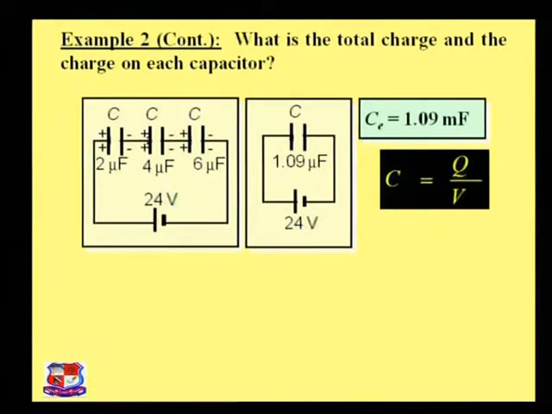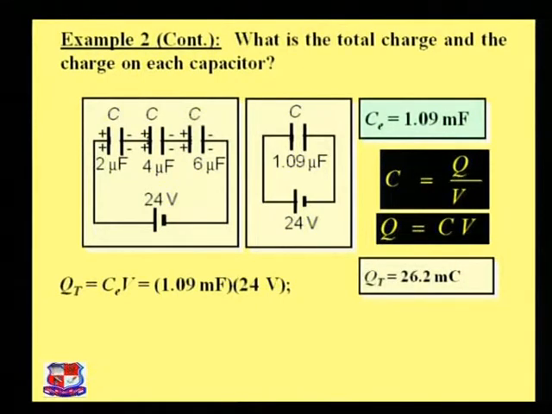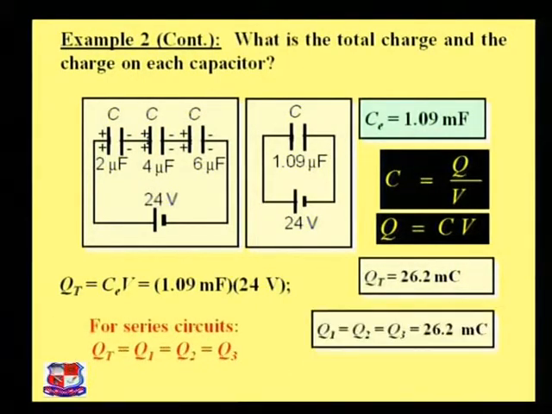Now the total charge on each capacitor. If you want to find the total charge, that is Q. Using the equation Q equals CV, the total capacitance is 1.09 microfarad and V is 24 volts. Solving that, we get 26.2 microcoulombs, and the charge on all the series capacitors is the same. So ultimately Qt equals Q1 equals Q2 equals Q3.